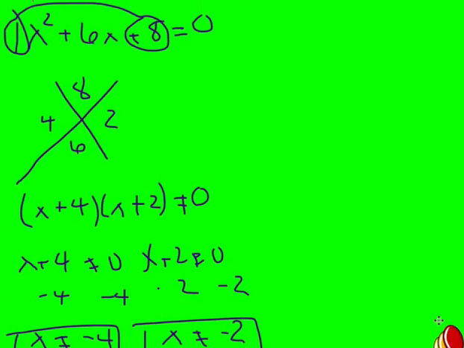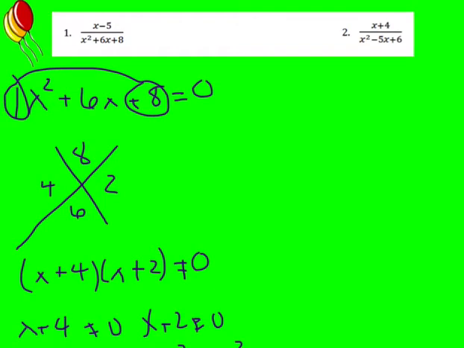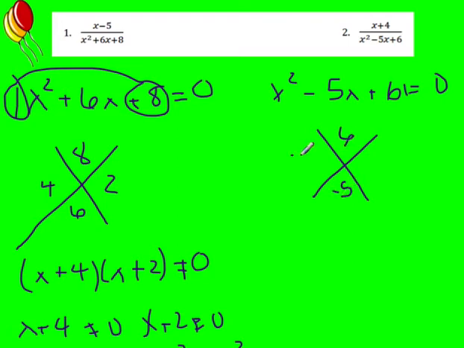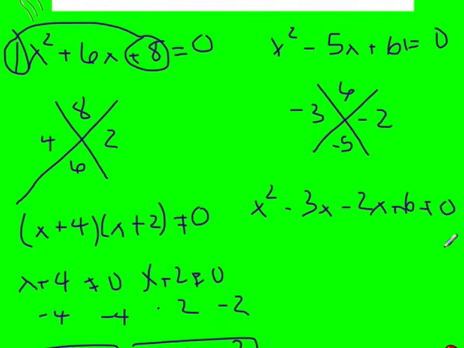Let's take a look now at number 2 and factoring that one. So again, x squared minus 5x plus 6 cannot be equal to 0. When we're setting that up, we're multiplying to 6 and adding to negative 5. So we want to have two negatives. That's going to be negative 3 and negative 2. So then we're going to split up that negative 5x. We get negative 3x minus 2x plus 6, and that cannot be equal to 0.